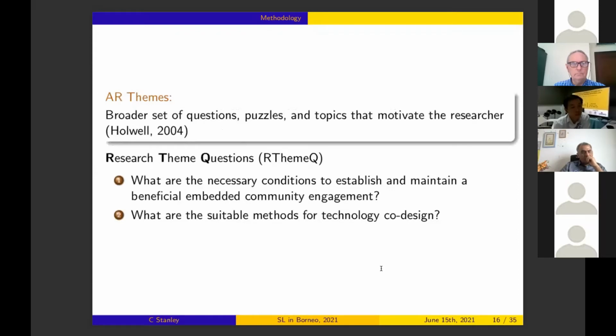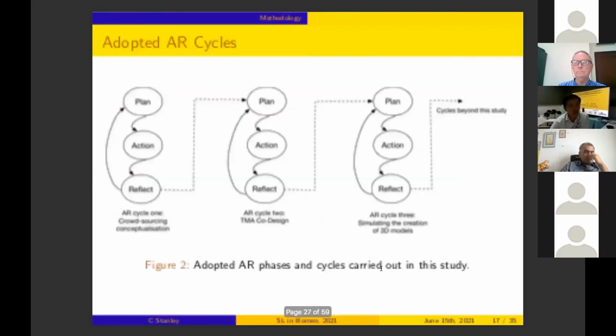Right, so we came up with these questions. What are the necessary conditions to establish and maintain a beneficial embedded community engagement? And what are the suitable methods for technology co-design? So now I want to unpack those 2 questions going forward.